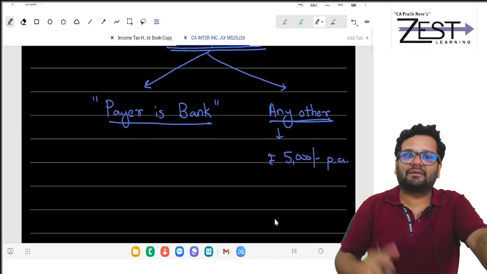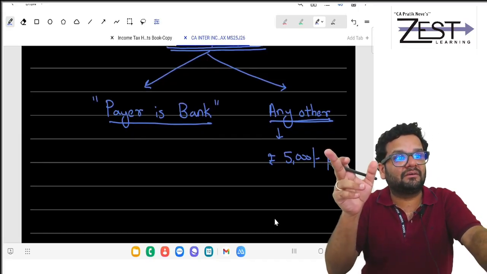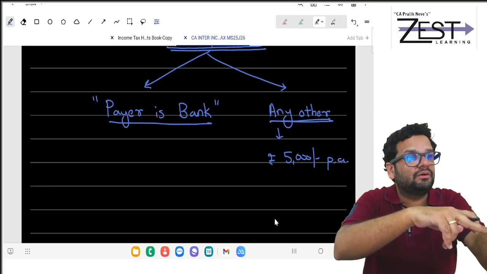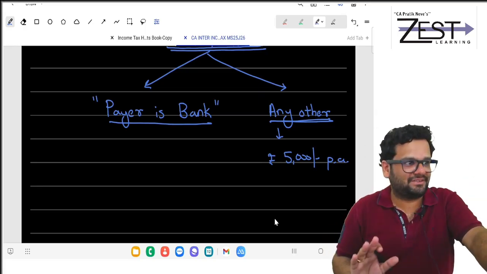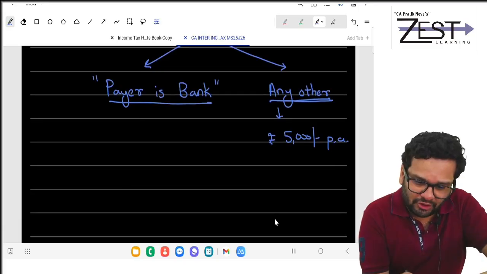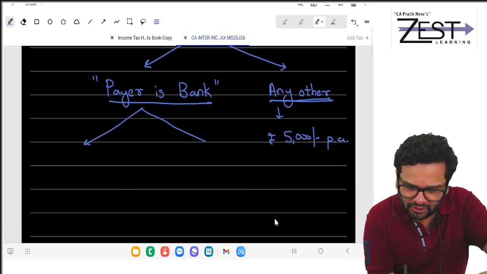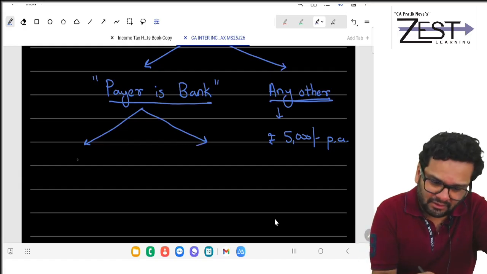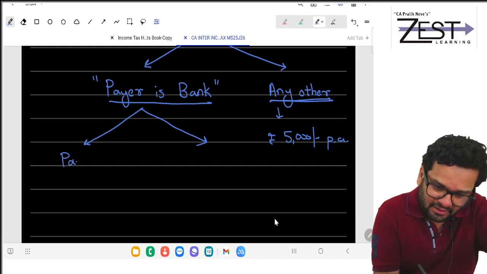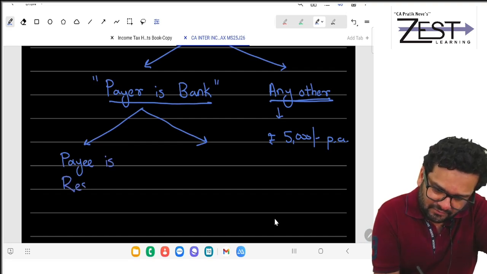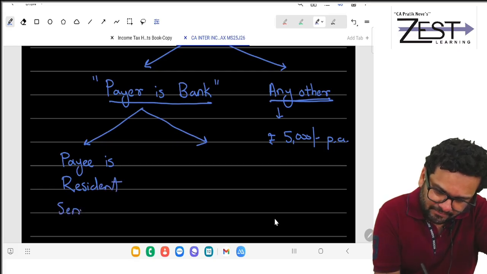If payer is bank, means you have done FD with bank. Bank is paying you interest. They will do TDS. But two threshold limits are there. What threshold limits? One, if payee is resident, who is given special status, special relief, don't trouble senior citizen.